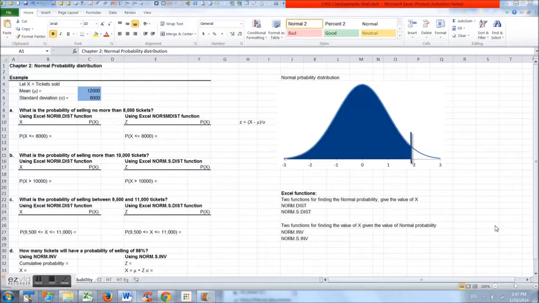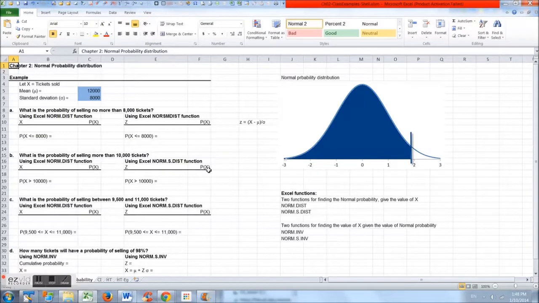First, go ahead and open the new shell file that I have made available in Blackboard. Okay, so this is the new one, and I have already completed the first sheet, which is the same topics that we covered last week. Now this time we're going to start with the second sheet, normal probability.